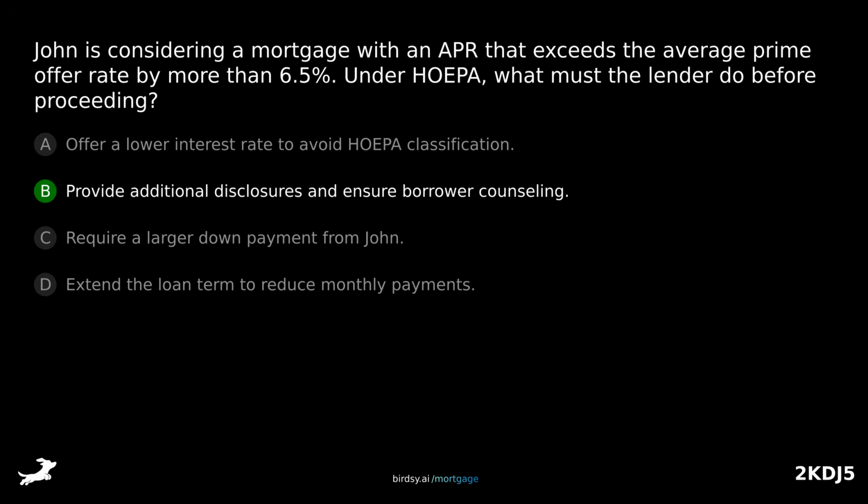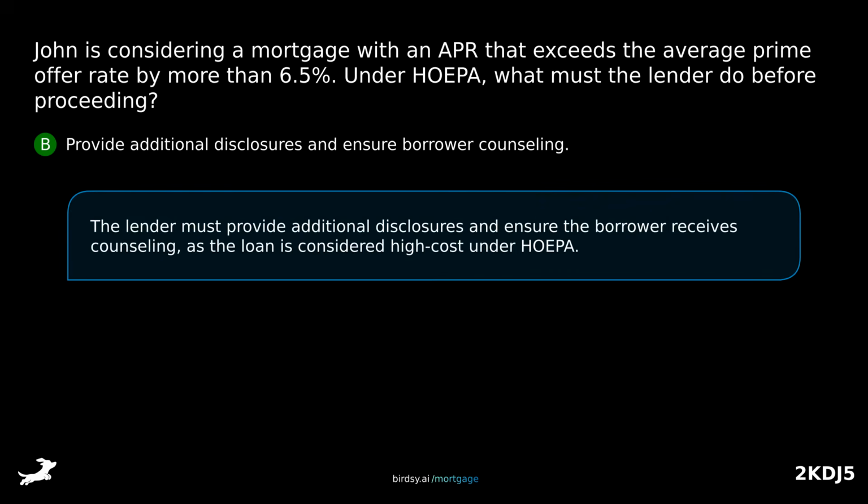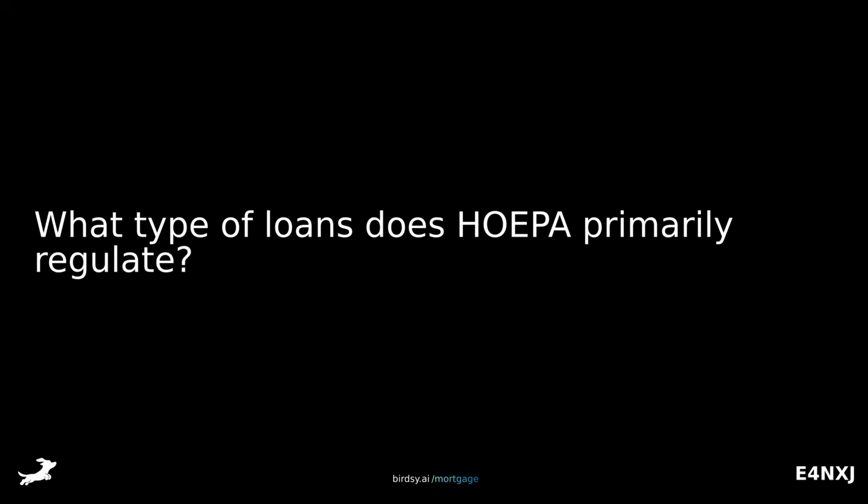The answer is B, provide additional disclosures and ensure borrower counseling. The lender must provide additional disclosures and ensure the borrower receives counseling as the loan is considered high cost under HOEPA. What type of loans does HOEPA primarily regulate?